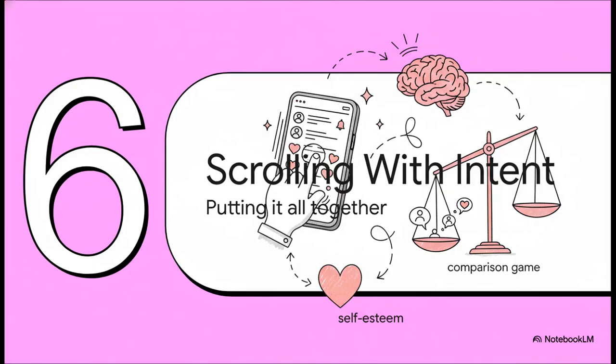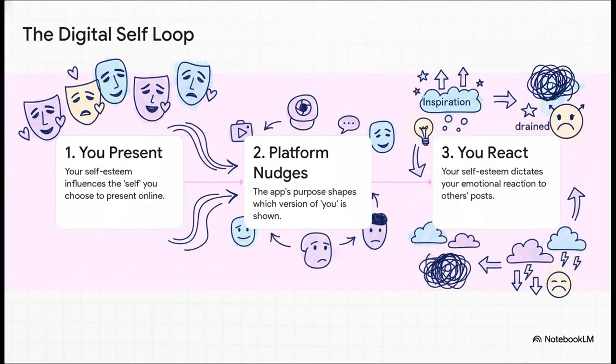Okay, let's bring all these pieces together. We have the platform, we have our self-esteem, and we have this comparison game. So how can we use all this knowledge to be a little more mindful? Let's talk about scrolling with intent. It all connects in this kind of loop. First, your self-esteem influences which self you're most comfortable showing. Second, the platform's purpose nudges you toward one of those selves. And third, that same level of self-esteem determines whether your scrolling session leaves you feeling inspired or totally drained. It's all part of the same psychological cycle.